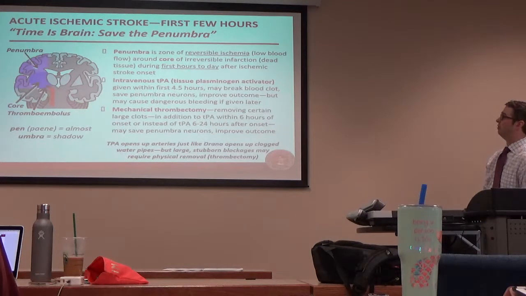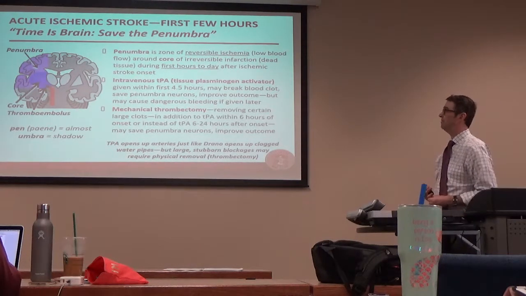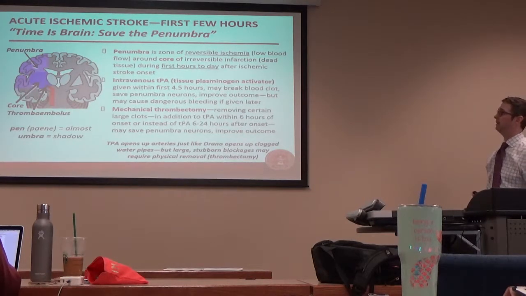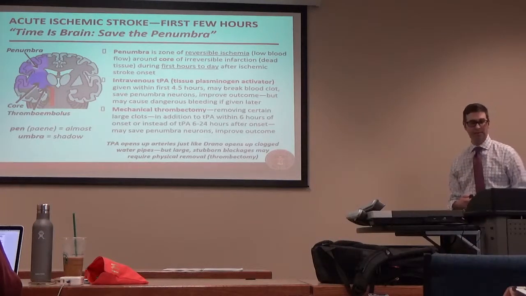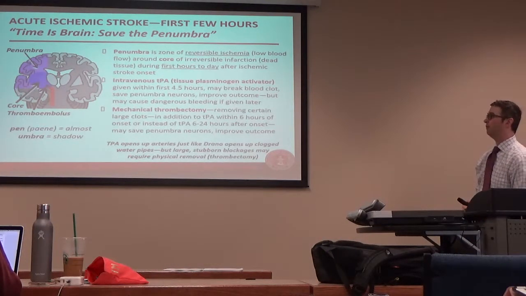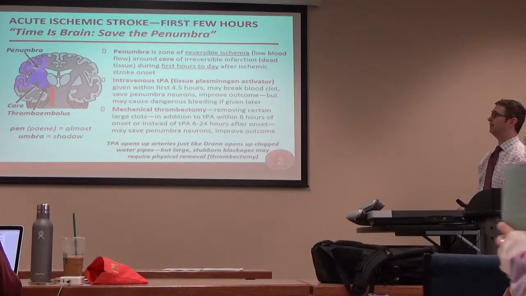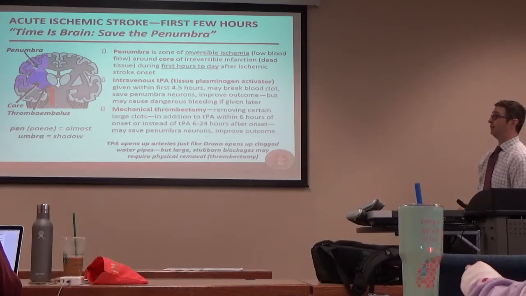TPA given within the first 4.5 hours may bust the clot and save the penumbra neurons and improve their outcome. But it can also cause hemorrhage as well. I see maybe 5 or 10% of folks that get IV TPA go on to have what's called a hemorrhagic transformation or hemorrhagic conversion of ischemic stroke due to intravenous TPA. Mechanical thrombectomy. We're doing a lot of these days. There was a study that just came out a couple months ago that said you can do mechanical thrombectomy up to 24 hours post symptom onset, given that they have a salvageable penumbra.